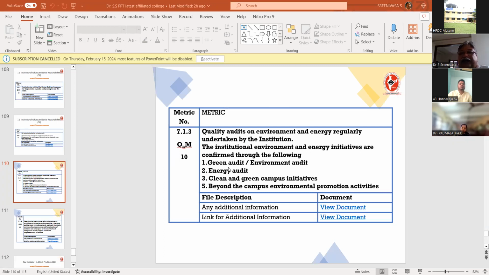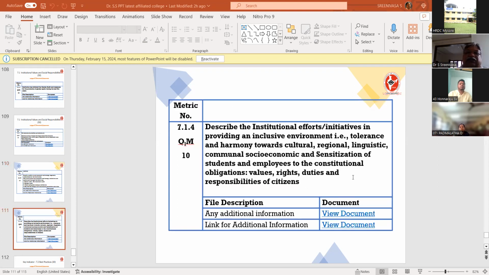Quality auditing, green audit, environmental auditing. Okay, all these auditing has to be done by external agencies. Maybe your neighbor, the engineering college, may be there, PWD will be there, electricity board is there, they can do the energy audit. Okay, the green and environment department, they can do the environment auditing. Green campus initiative: what are the initiatives you have taken to see that your campus is green? Campus environment promotion activities: how the environmental importance is taught to the neighboring people. All those things can be documented.